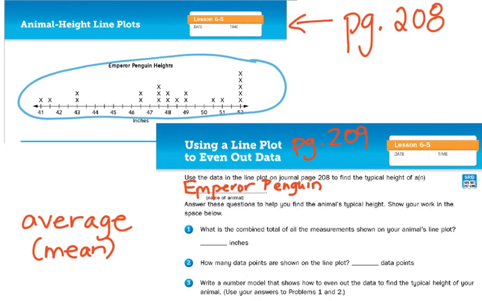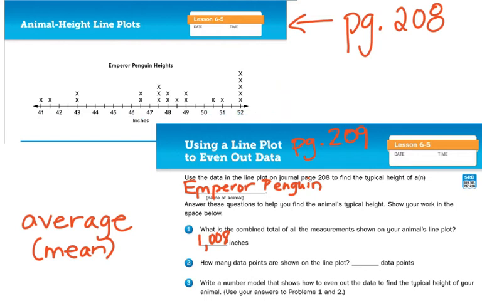When I added all of those together, I had 1,008 inches. Go ahead and fill that in for the emperor penguin. Number 2. How many data points are shown on the line plot?